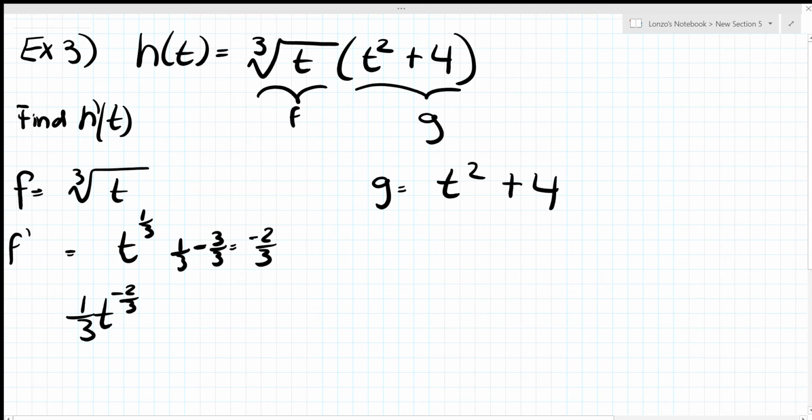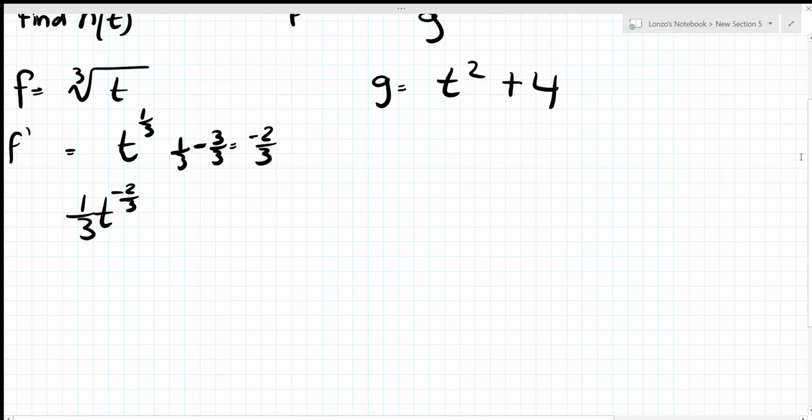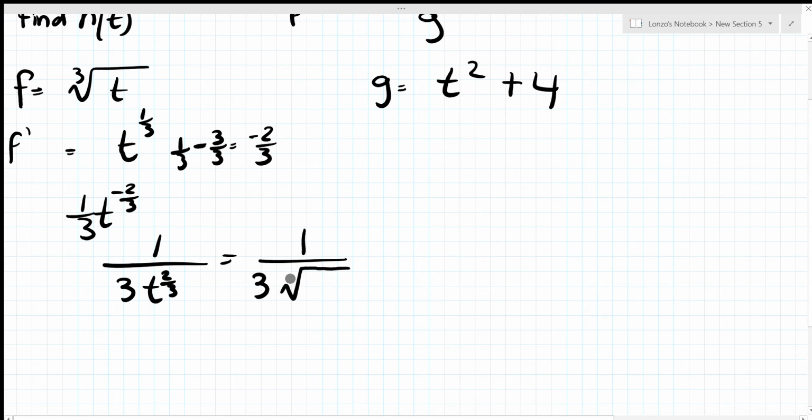Okay, but what if I have to write this in just positive exponents? In positive exponents, it's going to be 1 over 3 t to the positive 2/3. And what if I want it in radical form? In radical form, it would be 1 over 3 times the cube root of t to the second power. That's what t to the 2/3 means. Good, so we know that f prime is this. Now let's find g prime.